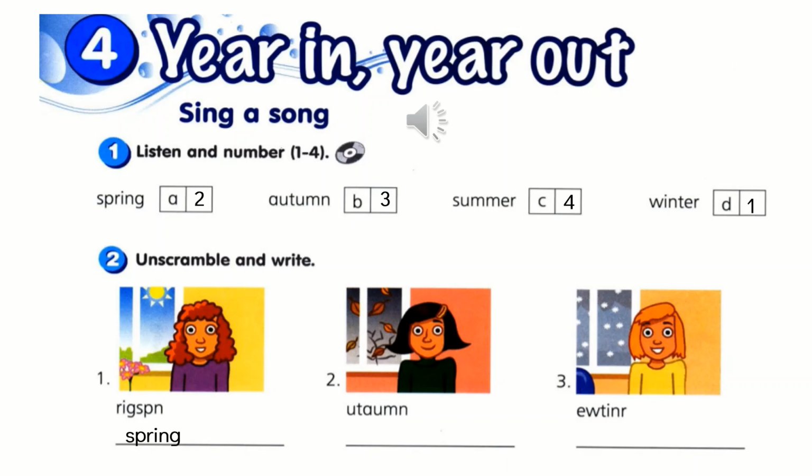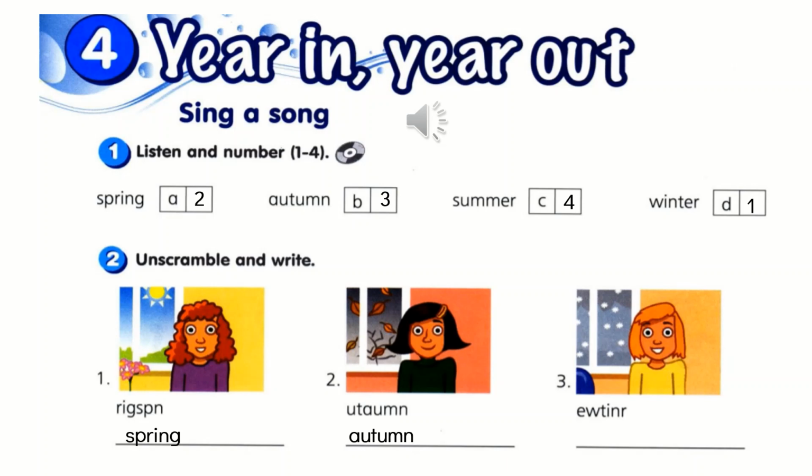The second one, out the window, it looks quite dark and there are leaves falling everywhere. So this should be autumn. Can you spell autumn with the letters given? A-U-T-U-M-N. Autumn.